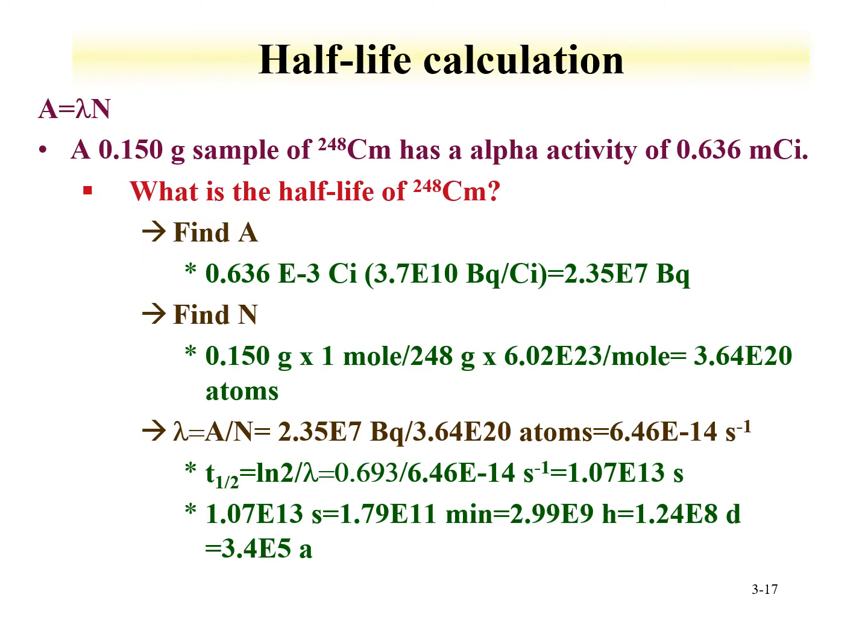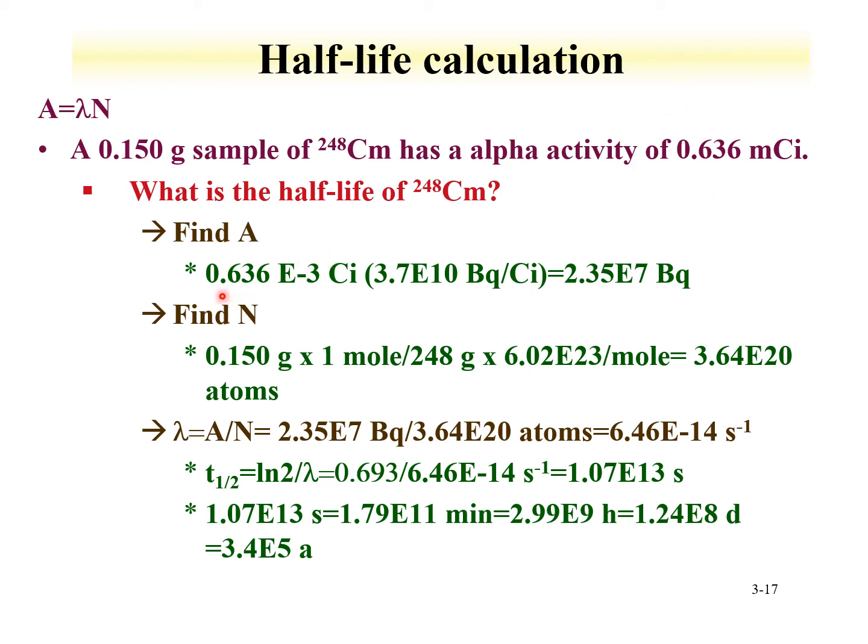The previous example showed an example of calculating a short-lived isotope, something where you can look at change over a reasonable time. Well, let's take an example of something where the half-life is rather long. So we use activity equal lambda N, and the example is 150 milligrams, so 0.15 grams of curium-248, shown to have an alpha activity listed here, 0.636 millicuries. So what's the half-life? First of all, let's find the activity. I'm giving you the activity in millicuries. You'd like it to put into something like counts per second.